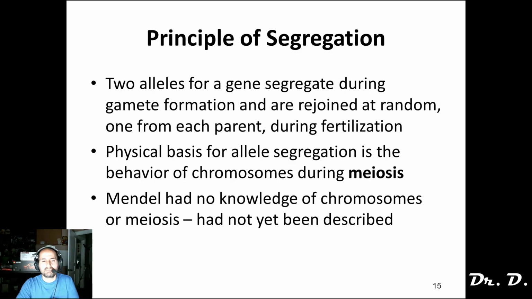And what did the monohybrid cross teach us? This is very important for you to understand. The monohybrid cross taught us the principle of segregation: that two alleles for a gene segregate during gamete formation and are rejoined at random from each parent during fertilization. So what does that mean? Again, you have two alleles for every gene inside of a diploid creature. Like you and me, we have brown eye, or brown eye, or blue eye.